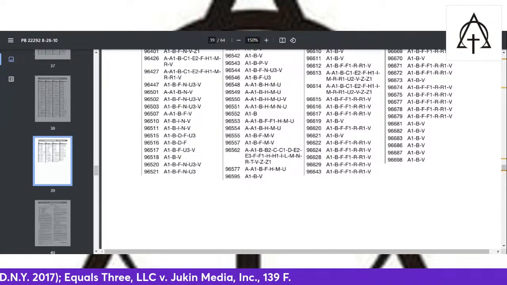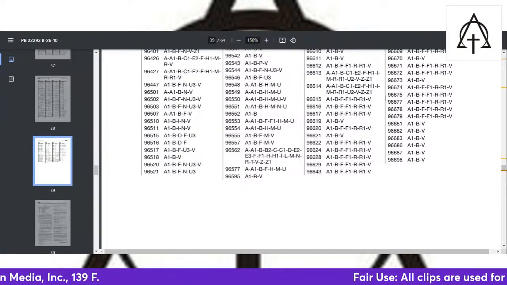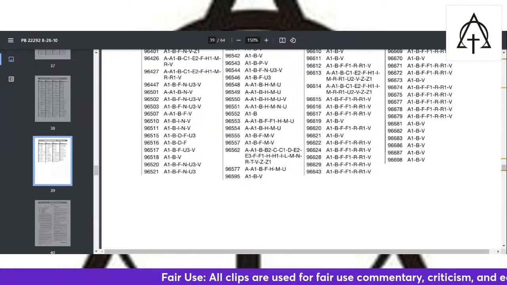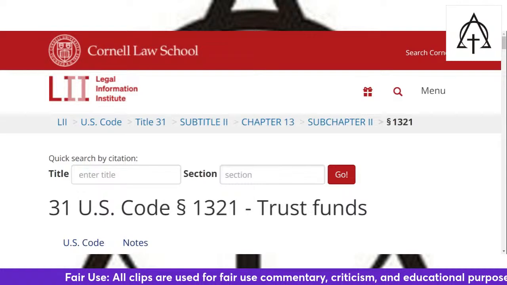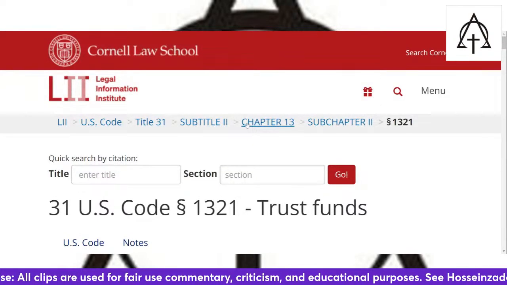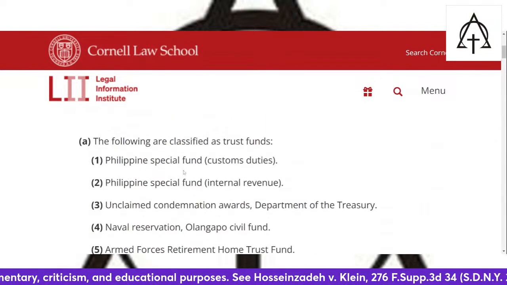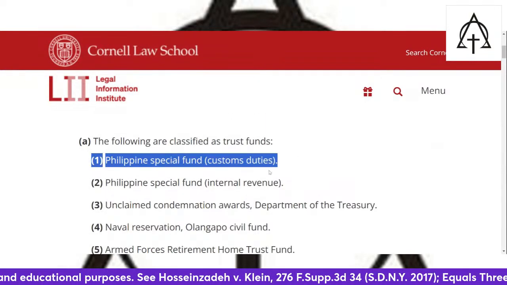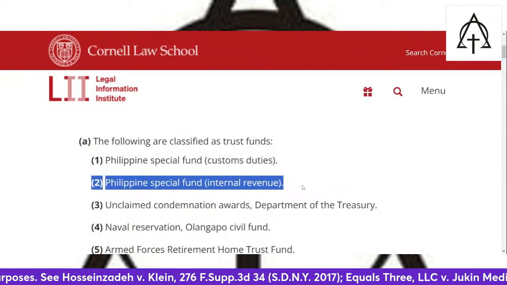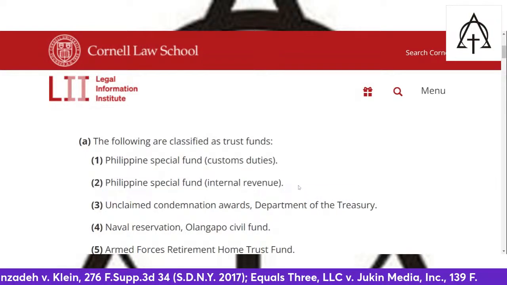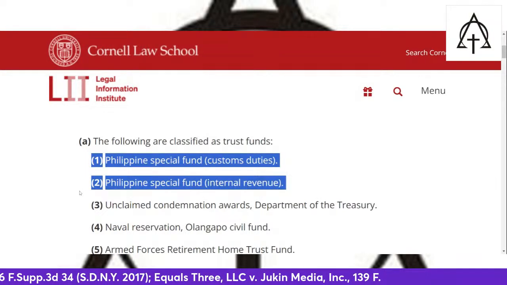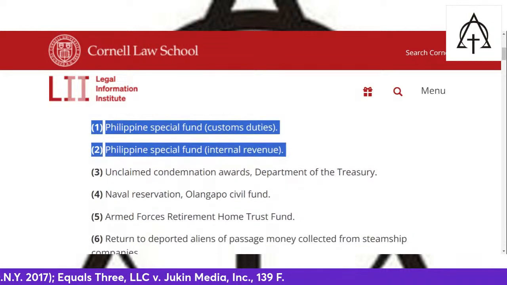So when we talk about the trust funds and everything, we have 31 U.S. Code 1321 trust funds. And you can go through here, you can find the Philippines Special Fund, Customs Duties, Philippines Special Fund, Internal Revenue. Okay, this is what we're talking about. Unclaimed condemnation awards, Department of Treasury.